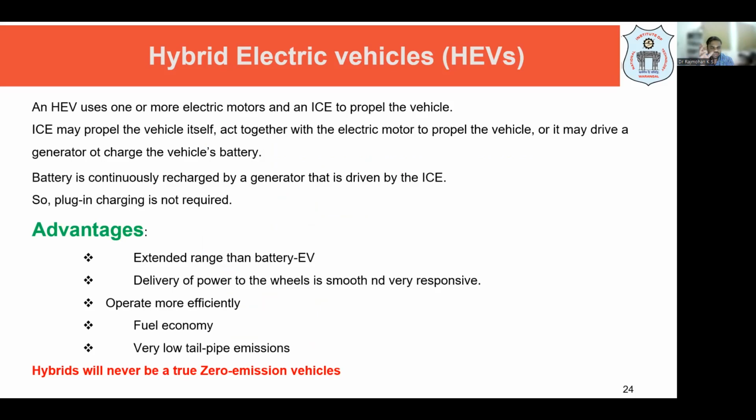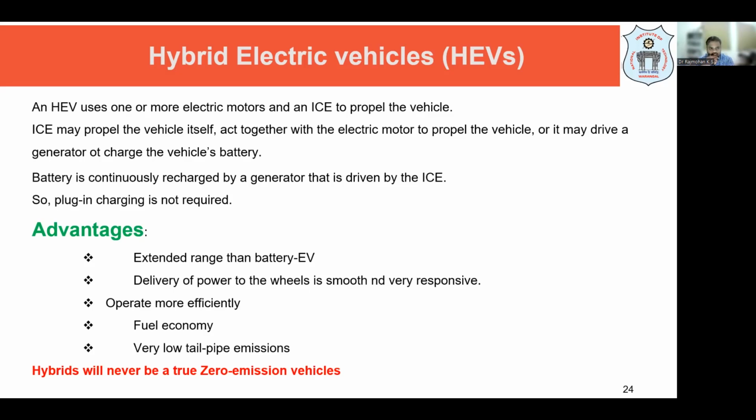And what are the advantages of these hybrid electric vehicles? They give an extended range compared to battery electric vehicles. The delivery of power to the wheels is smooth and very responsive. There is no delay, and it operates more efficiently, with better fuel economy and very low tailpipe emissions. However, a hybrid can never be a true zero emission vehicle, because the moment you are using the IC engine in it, you are emitting greenhouse gases, right?